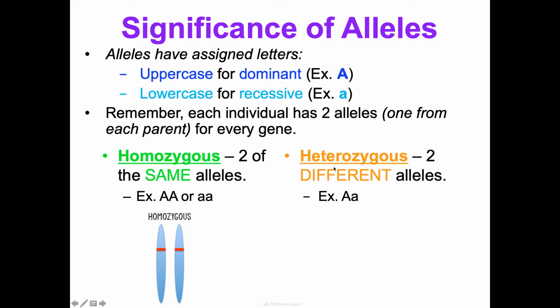Hetero means different. So heterozygous means your zygote got two different alleles. One parent gave you a dominant and one gave you a recessive. So notice the different colors I'm using to represent these genes to show heterozygous. Okay, so those are two critical terms. Now, let's talk about that dominant recessive. This is Mendel's first law, the law of dominance.